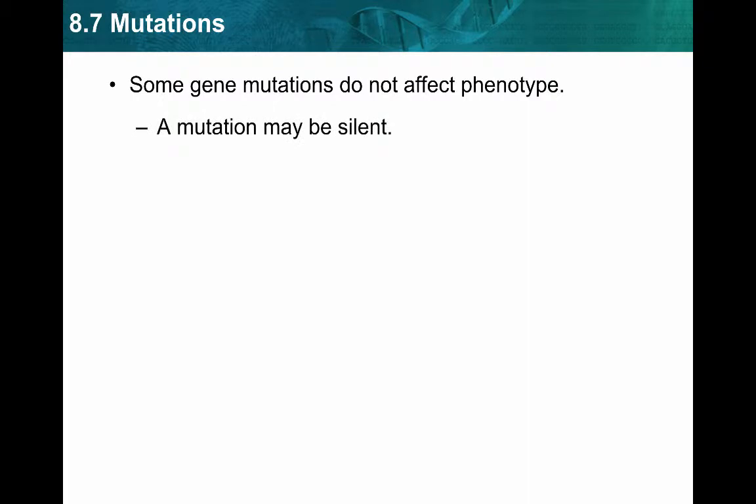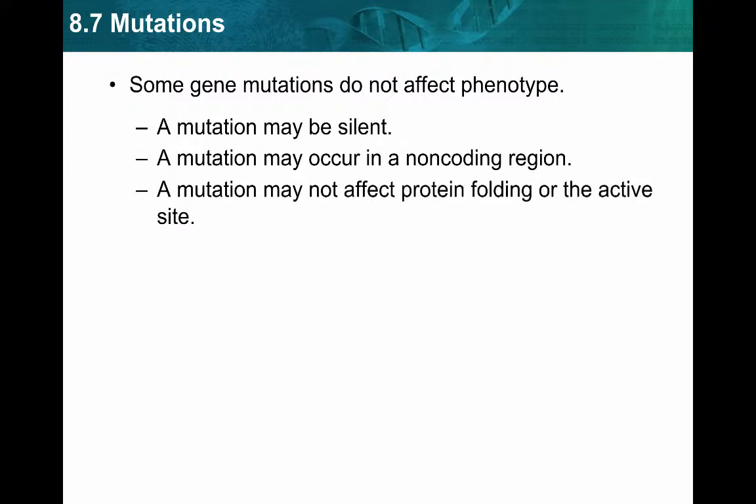However, there are some that don't affect the phenotype, and like I said before, it could be a silent mutation, meaning that that mutation puts in the same amino acid that should have been there anyway, so it doesn't cause a problem. That mutation could actually be in a non-coding region on the chromosome. We know that there's a lot of space on our chromosomes that don't actually code for traits. So if that mutation is in a non-coding or a non-trait region, then it doesn't affect the phenotype. Or it might not affect how that protein folds or the active site of it.